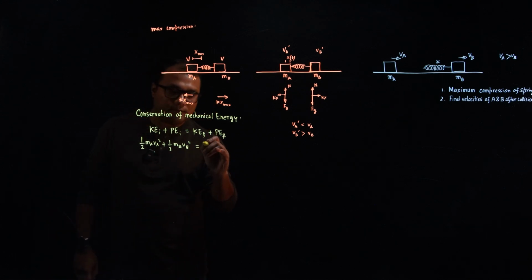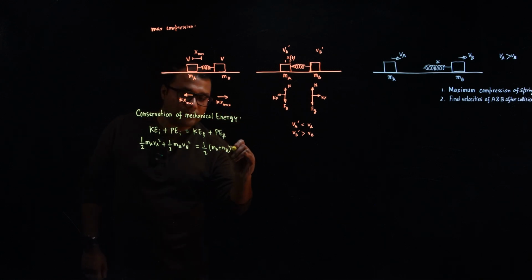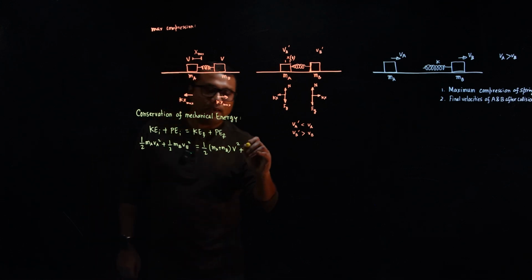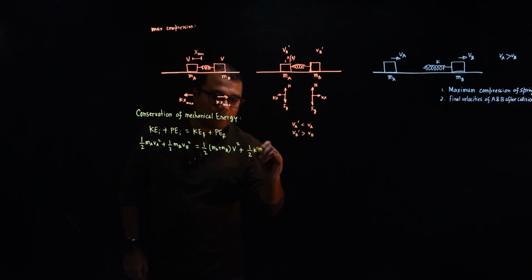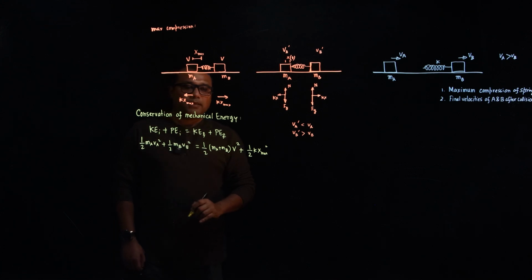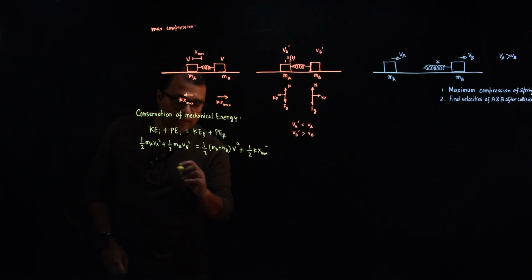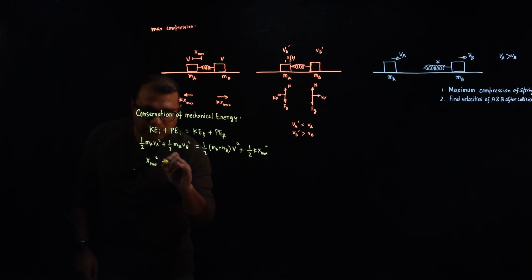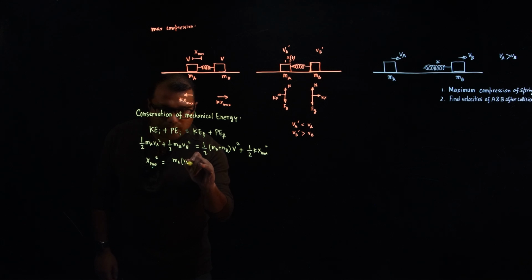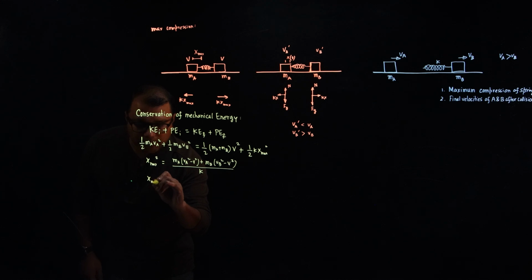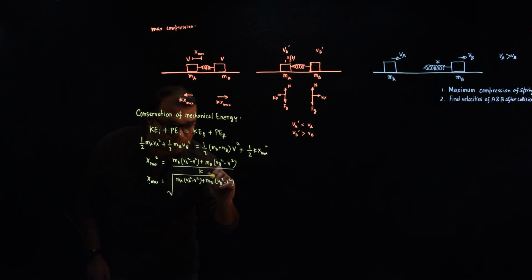In this maximum compression state, the total kinetic energy will be (m_a plus m_b) and both are moving with this common velocity v square, plus there is a potential energy, and that is the spring potential energy, which is half k x max square. So, from this we can cancel out the halves and we get x maximum square as m_a (v_a square minus v square) plus m_b (v_b square minus v square), divided by k. Or we can write the maximum compression will be root over [m_a (v_a square minus v square) plus m_b (v_b square minus v square)] by k.